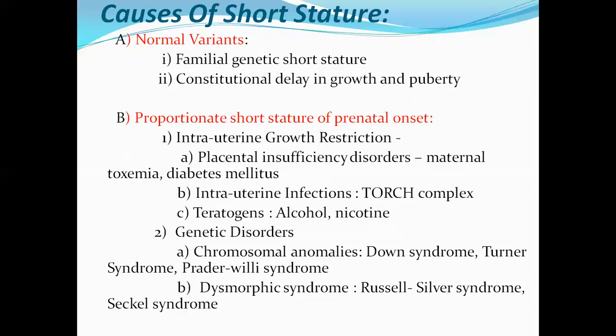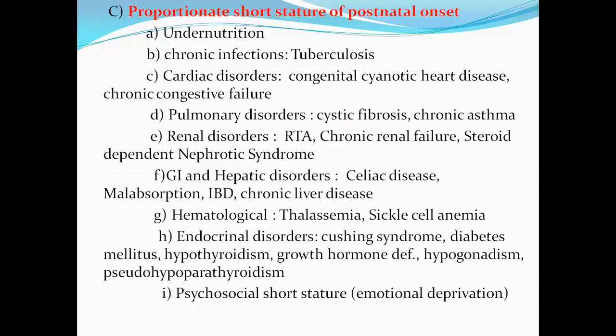Then there are genetic disorders, quite common, like chromosomal anomalies: Down syndrome, Turner syndrome, Prader-Willi syndrome. Then there are dysmorphic syndromes, that is Russell-Silver syndrome and Seckel syndrome. Third type is proportionate short stature of postnatal onset. Now the causes are going to be after the baby is born, like undernutrition.